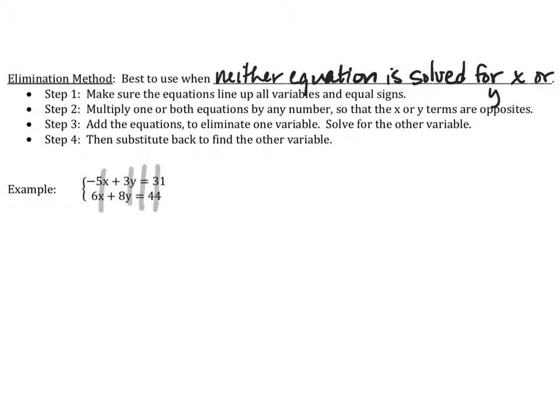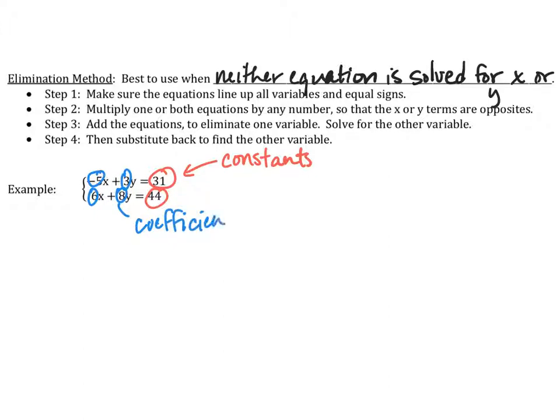So I want to get a couple of vocabulary things straight here. First off, the constants, these are the numbers that are by themselves. Those are constants. I'm going to erase those in a moment. And then the numbers in front of the variables, so the 8, the 3, the 6, and the -5, those are all my coefficients. So the number in front of the variables, those are your coefficients. Constants are the numbers that have no variables with them.